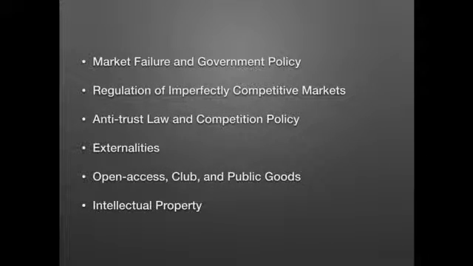And these are the particular areas that are covered in the chapter. So the first one is market failure and government policy. Remember that a perfectly competitive market achieves economic efficiency. It's going to maximize surplus. But when market failures occur, and we have imperfectly competitive marketplaces, total surplus is not maximized.